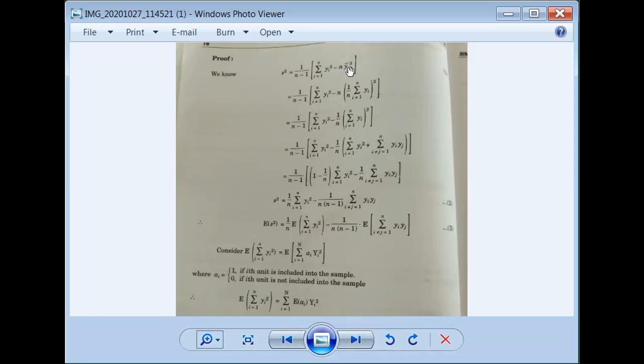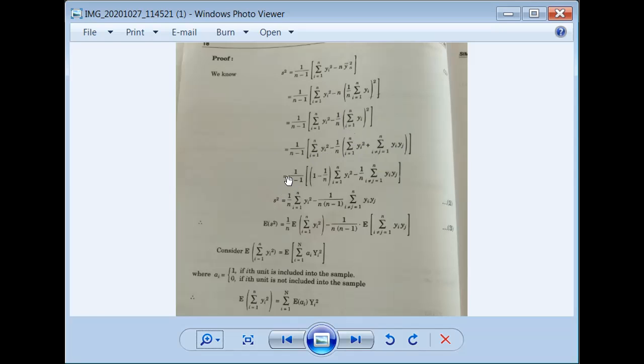In this formula, instead of small y bar n, I am substituting the sample mean formula. The remaining is as it is: 1 by n minus 1 summation i equal to 1 to n yi square minus n into 1 by n summation i equal to 1 to n yi whole square. Then 1 by n minus 1 summation yi square minus 1 by n into summation yi square. In the next term, we are adding summation i not equal to j, from 1 to n, of yi and yj. Now summation yi square is there, and again yi square is there.